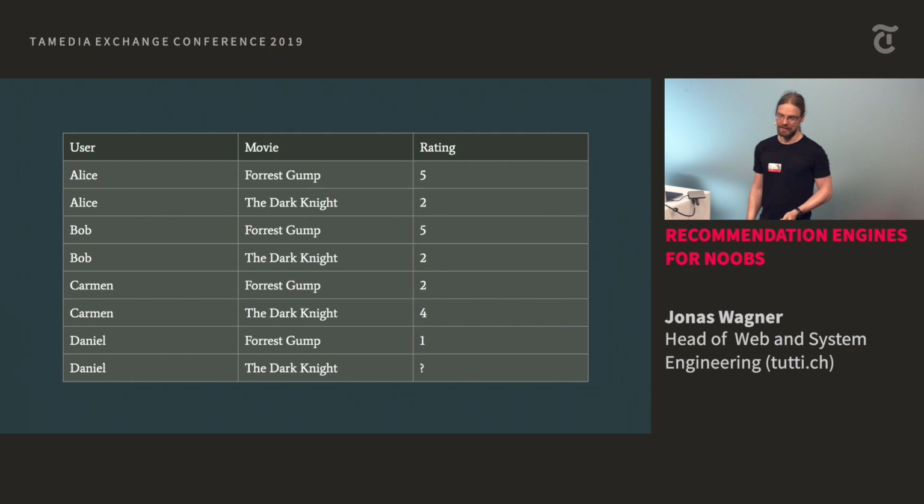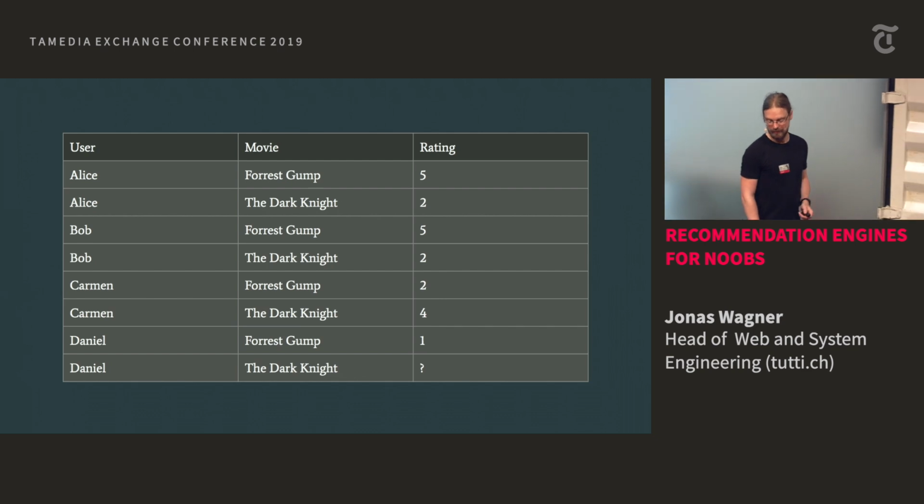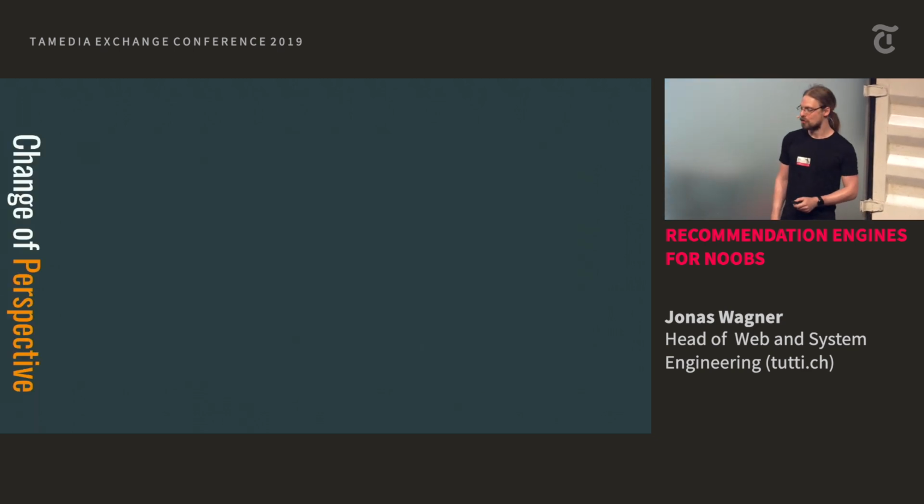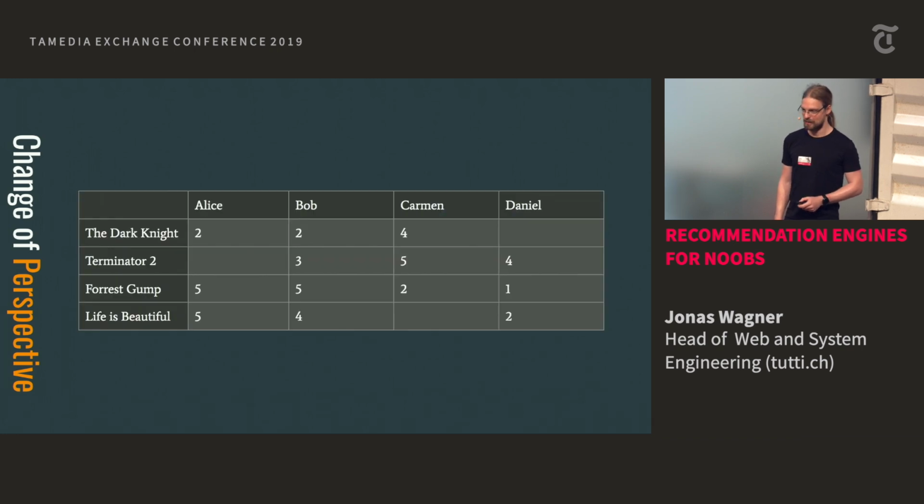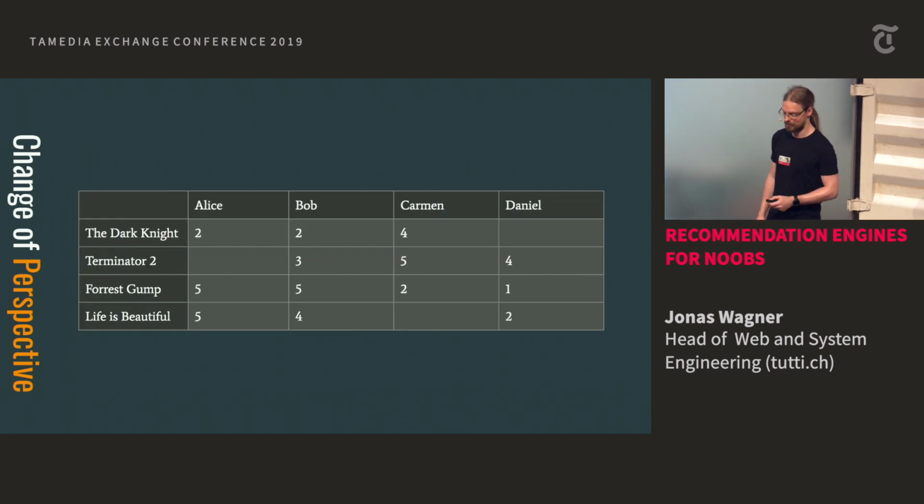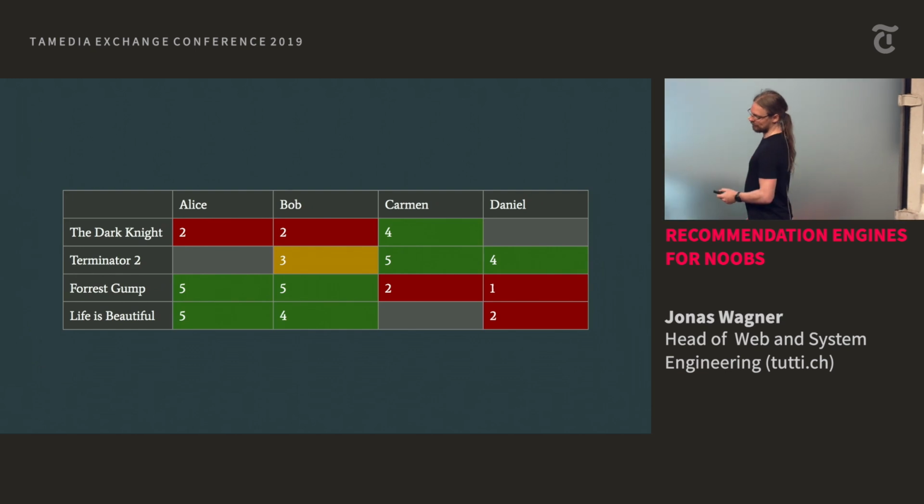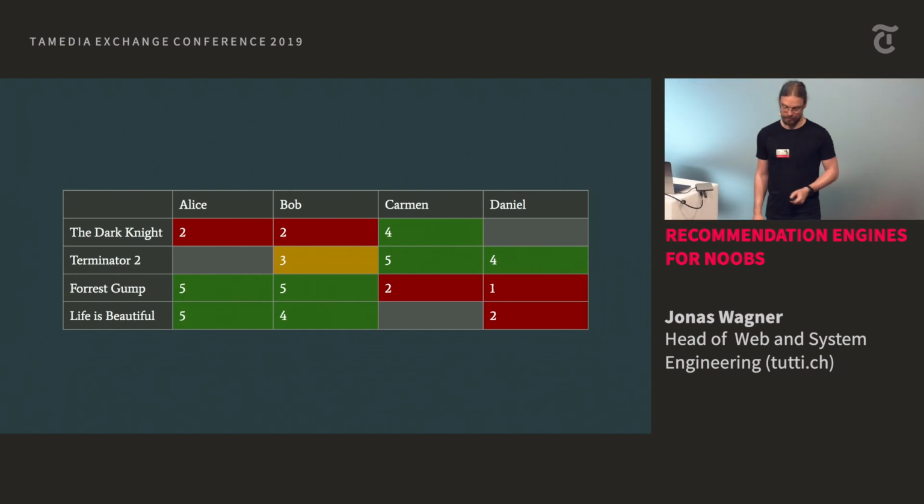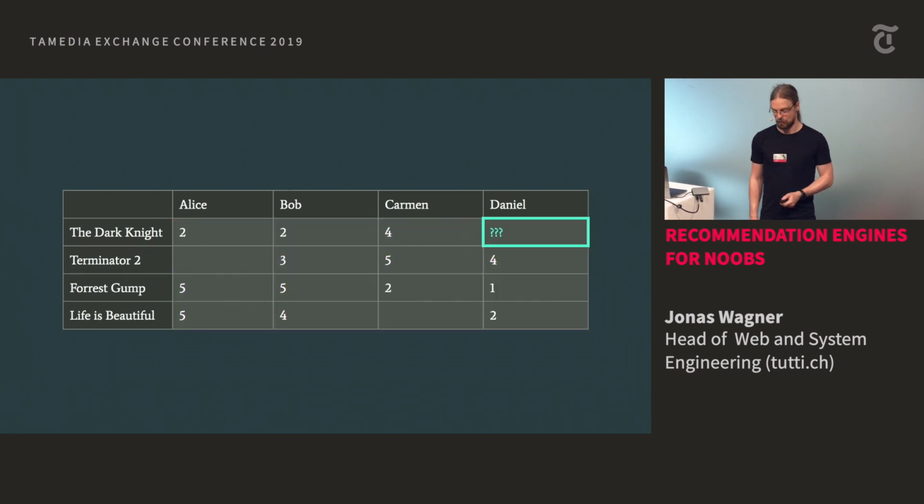If we make it a little bit more graphical, we get something like this. It's already much better. But if we change our perspective just a little bit more and look at it in a matrix like this, we can actually start to see interesting patterns. The colors make it even more revealing. What we're now trying to figure out is what Daniel is going to like.